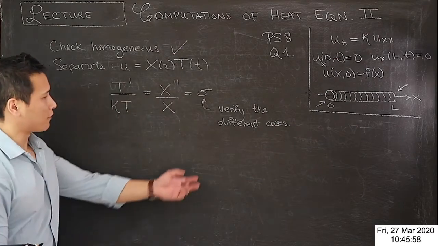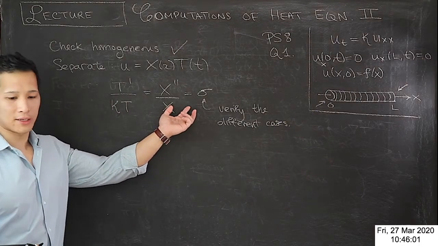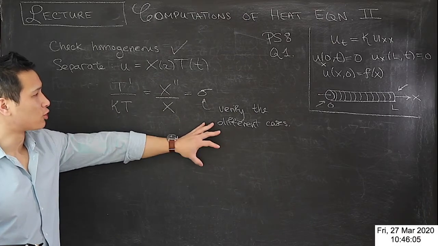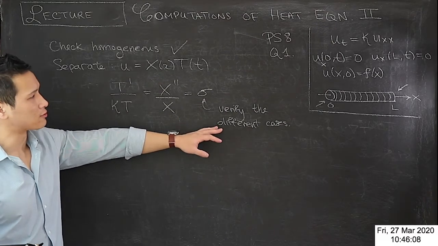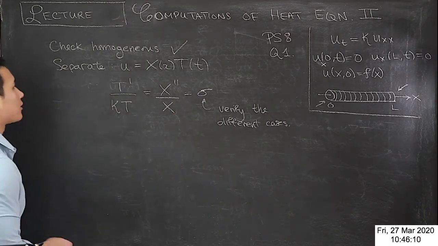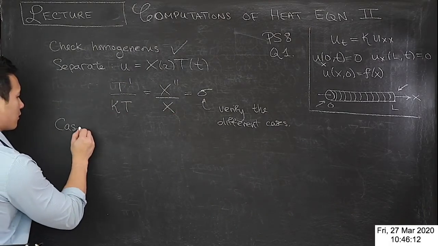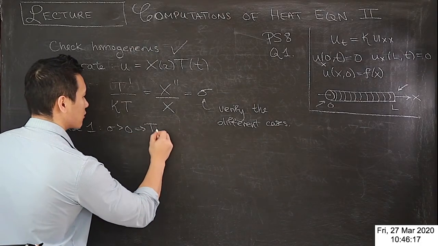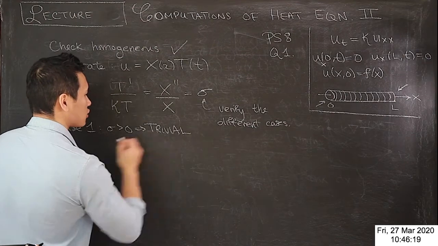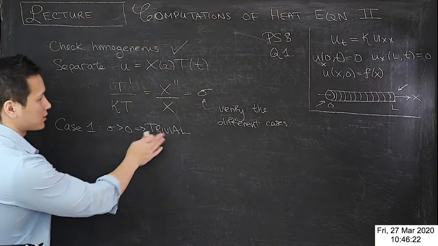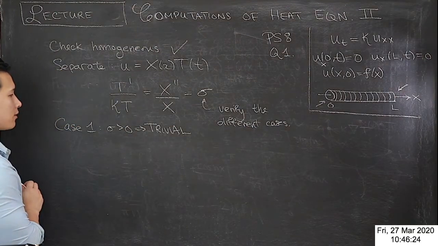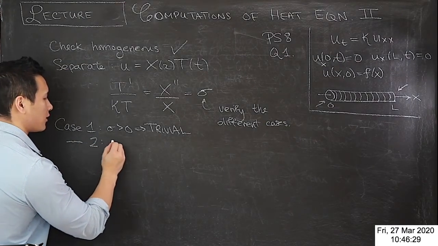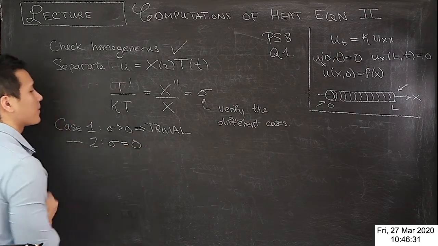Now, I'm not going to verify the case where sigma is greater than 0. In that case, you have exponential growth in time of the solutions, and you have a trivial solution. We'll do the case where sigma is equal to 0, and then we'll do the case where sigma is less than 0. So case 1, which is sigma greater than 0, you have trivial solutions. And you should go ahead and check that yourselves. But it's the same reasoning as for the Dirichlet problem. Now we have case 2, and let's just do the sigma equal to 0 solution.